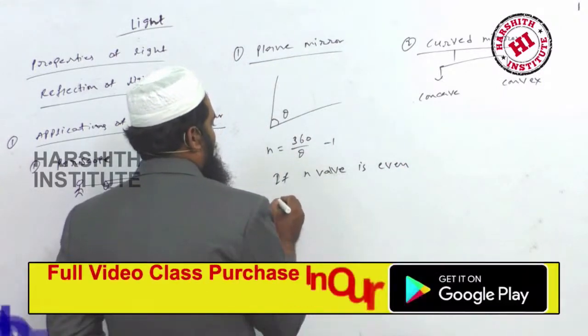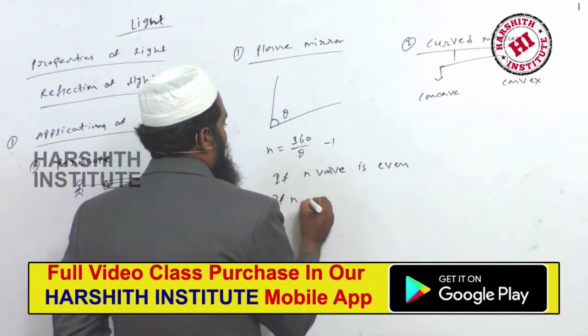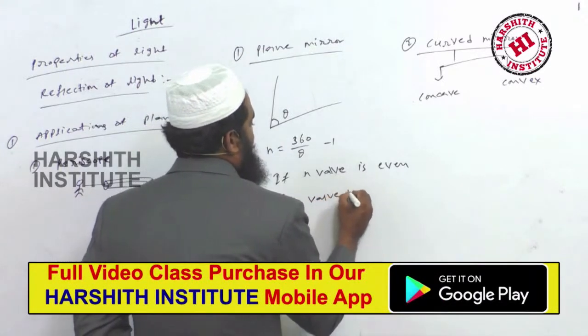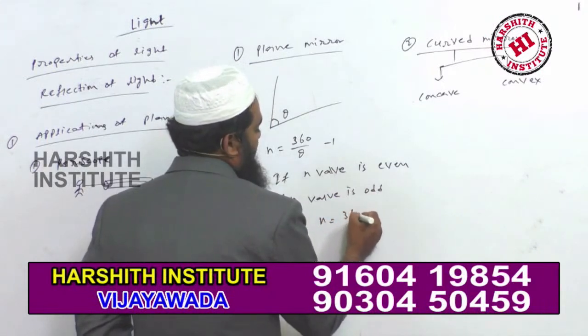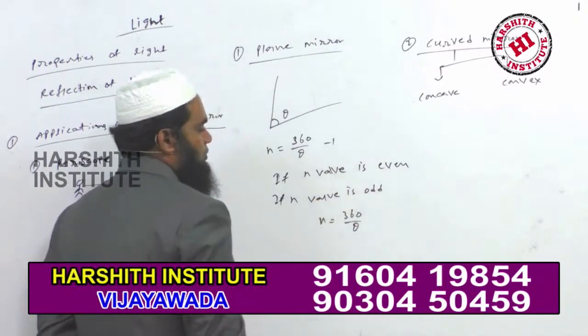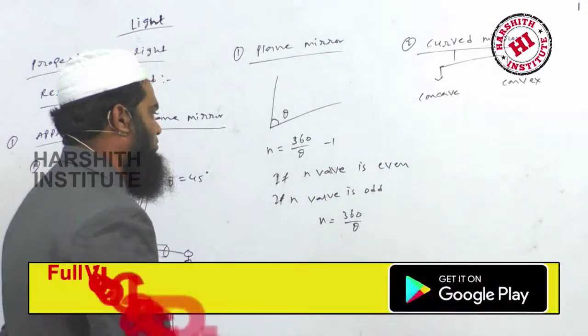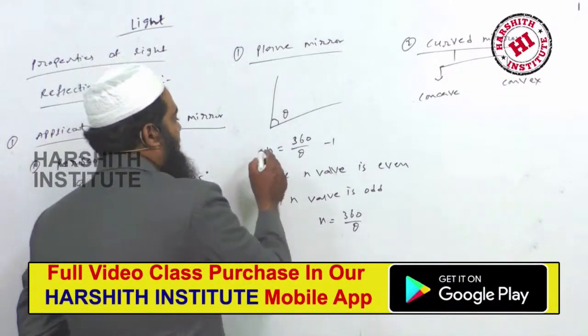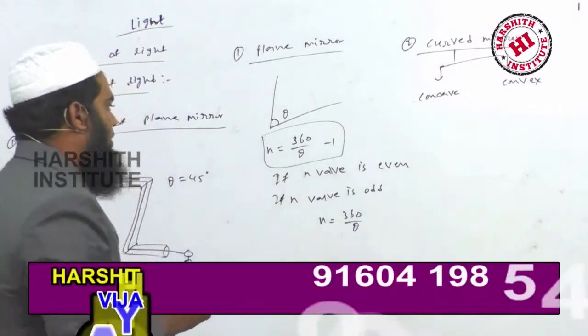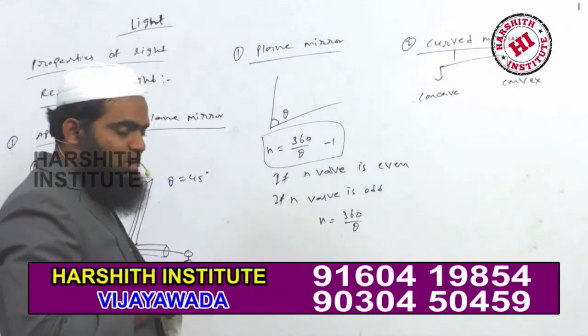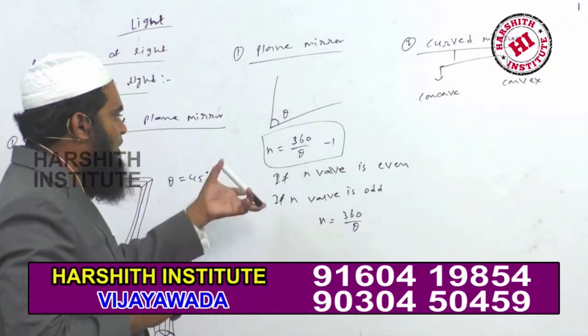Okay, if n value is odd number, the formula will be n equal to 360 by theta. So this is the answer. This is the formula we use to easily determine the number of multiple images. So this is called multiple images.